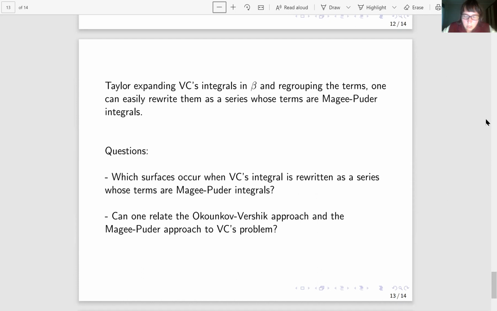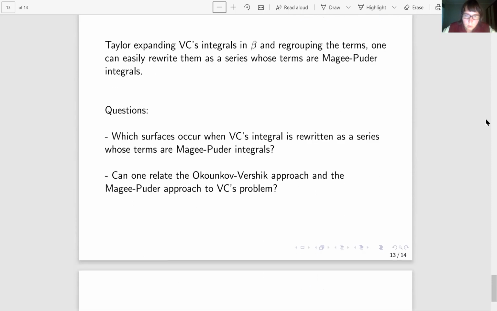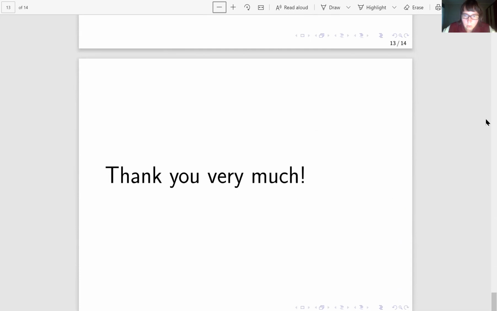And the last question, which I think is very interesting, is whether there is some relation between this Okounkov-Vershik approach and this Magee-Puder approach, but this we completely didn't study, and we think it's an interesting question anyway. Okay, so this is it. Thank you.